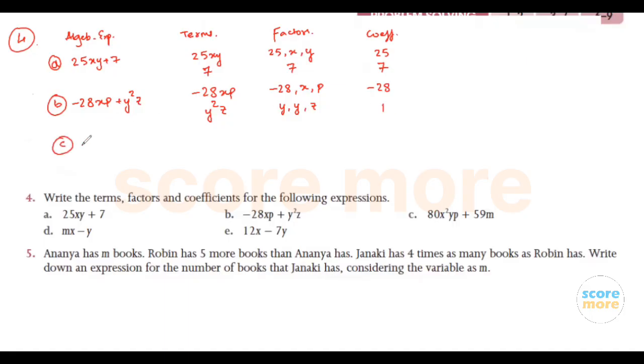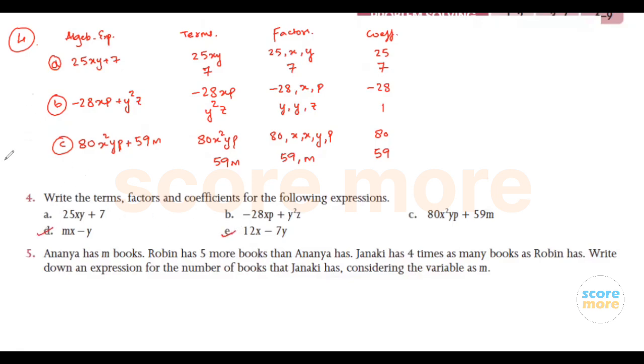Now the C part is 80x square yp plus 59m. There are two terms. First term is 80x square yp and second is 59m. Factors: first the number 80, then x square, so 2 times x, then y and p. Numerical coefficient 80. In the second case, 59 and then m. Numerical coefficient 59. Okay, I suppose this question is clear. So in the same manner, you can find out for D and E part.